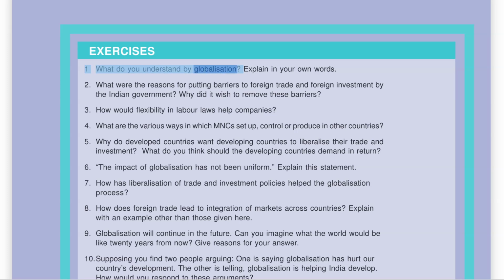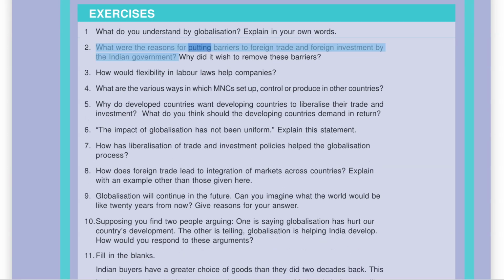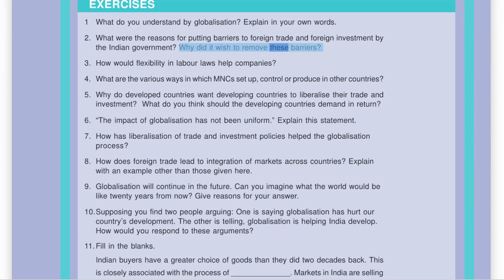1. What do you understand by globalization? Explain in your own words. 2. What were the reasons for putting barriers to foreign trade and foreign investment by the Indian government? Why did it wish to remove these barriers?